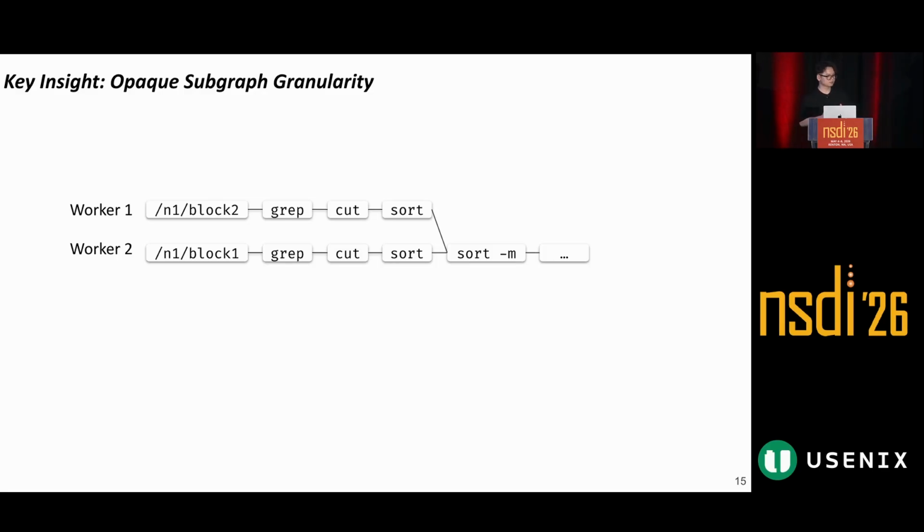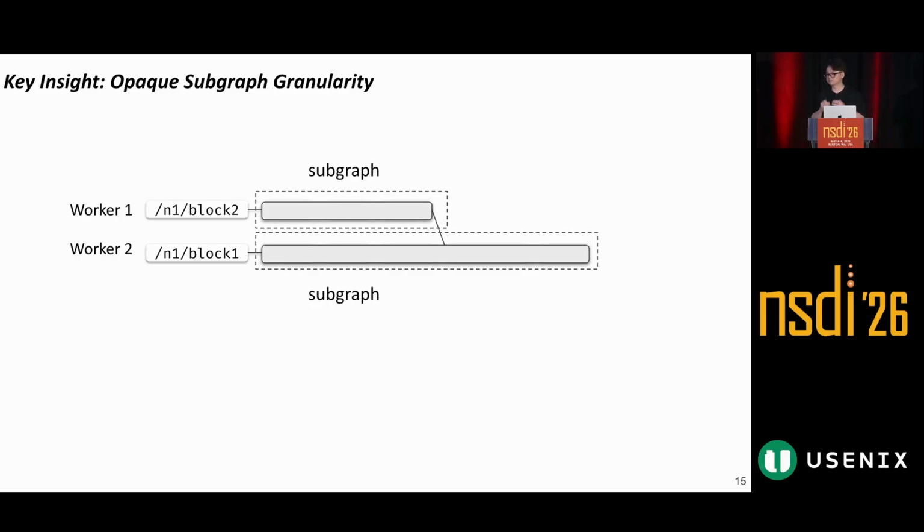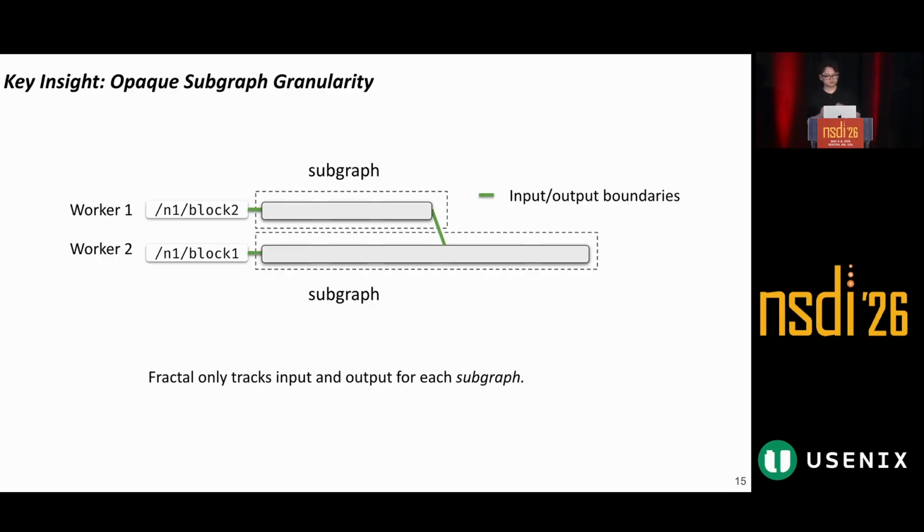The key insight in Fractal is that it operates at the level of a subgraph, defined as the complete program fragment assigned to a single worker. Each subgraph only reads data from the distributed file system or outputs from other subgraphs, and only writes output across the worker boundaries to other subgraphs, to other workers or the client machine. Fractal treats each subgraph as a completely opaque computation without requiring inspection of the internal states of individual commands. It only tracks the execution at the input and output boundary for each subgraph, for example, the input data boundary at the distributed file system and the communication boundary between subgraphs.